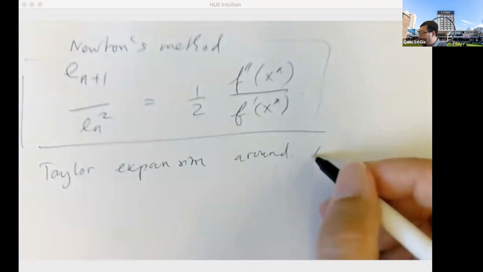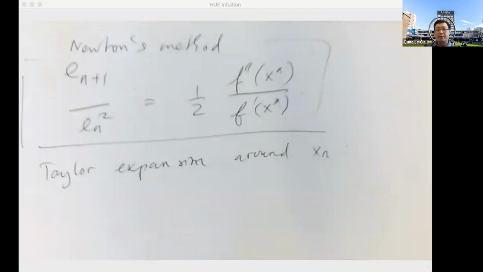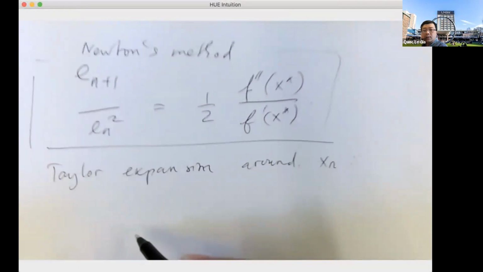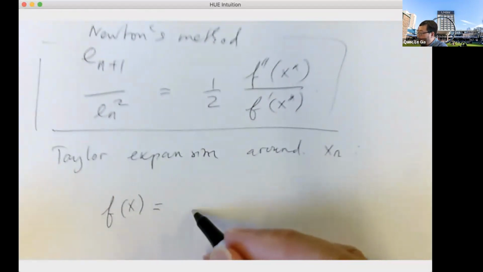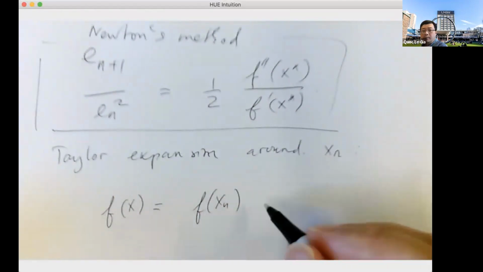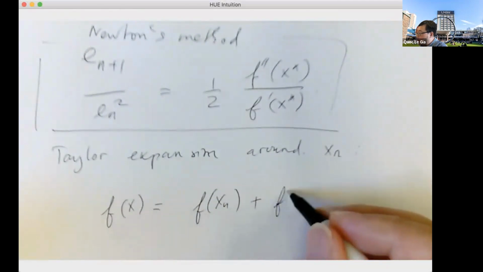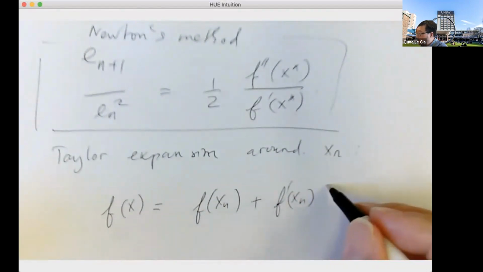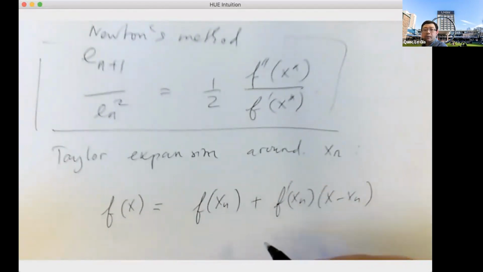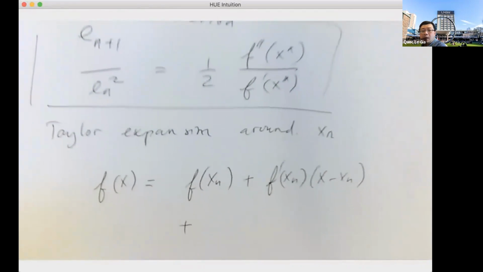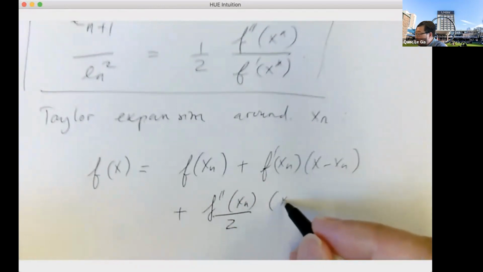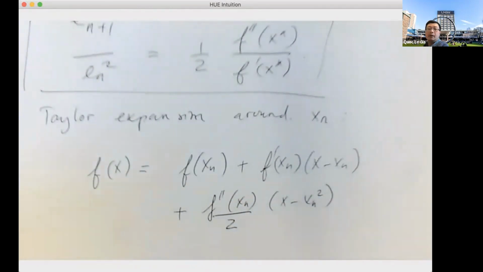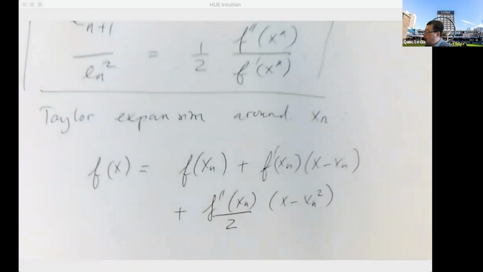So around xn. I have the formula for Taylor expansion. If you remember, f of x equals f of xn, plus f prime of xn divided by 1, times x minus xn, plus f double prime of xn divided by 2, times x minus xn, squared. Sorry, the square should be outside.